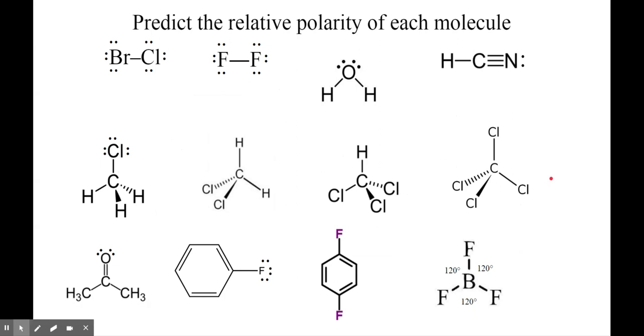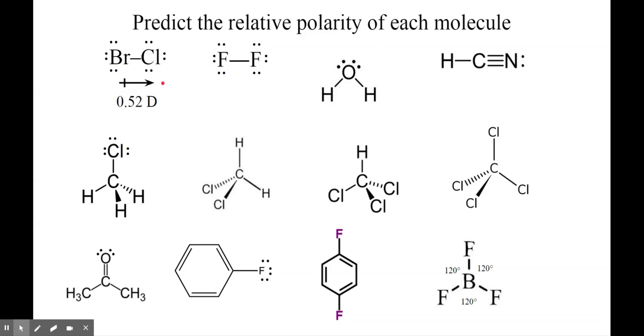So here's a whole bunch of examples I just threw together. Again, we want to predict the relative polarity. Is it polar or not? Now, I might ask you, is this thing polar? What I'd want you to know is, because they have different electronegativity, the answer has to be yes. Chlorine is more electronegative than bromine because it's higher up on the periodic table.